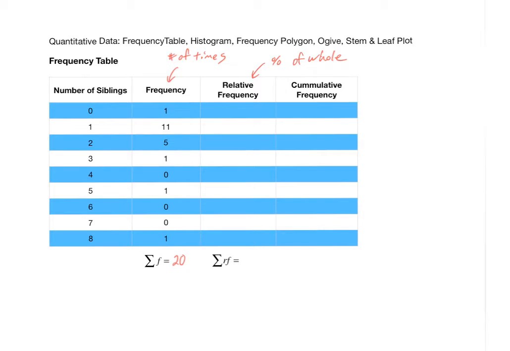So 1 student out of 20 had no siblings. 1 student out of 20 is 5%. 11 students out of 20 had 1 sibling. That's a total of 55%. 11/20ths is 55%. 5 students out of 20 had 2 siblings. 5/20ths is 25%. Let's complete the rest of the table for relative frequency.